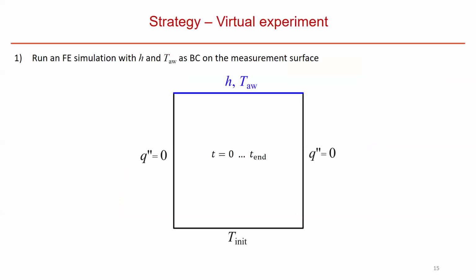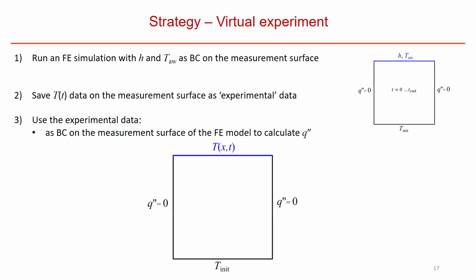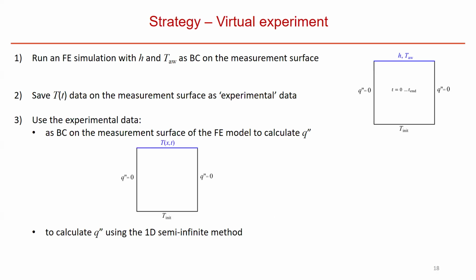If we then design a virtual experiment where we apply the heat transfer coefficient and the temperature as we would want to measure, first in a Phoenix simulation with a Robin boundary condition, the temperature data we get in response on that boundary is our experimental data. We put it in another simulation where we apply that data as a boundary condition and we calculate the heat flux. Then we calculate the heat flux again with the 1D semi-infinite method, calculate the HTC with both, and compare the results.